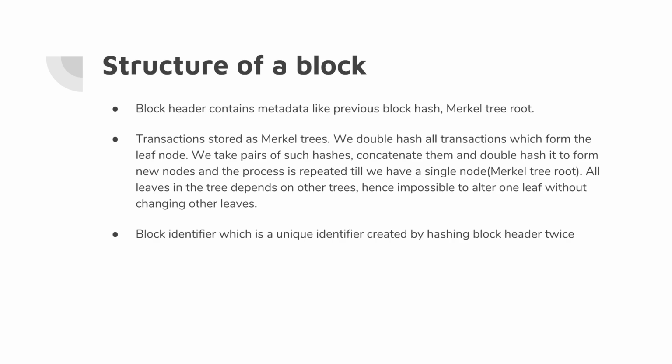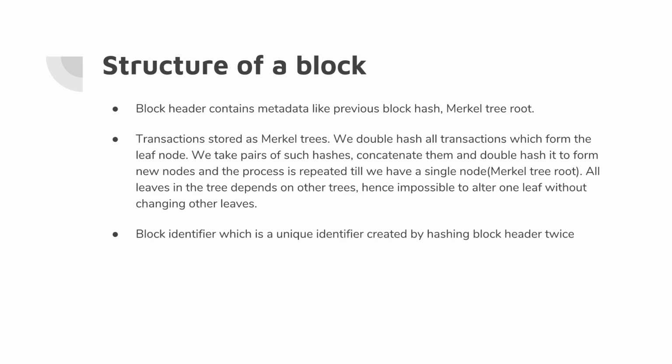Okay, next we are going to look at the structure of a block. The block header contains metadata like the previous block hash, and it also contains the Merkle tree root. The Merkle tree root means that the transactions are stored as Merkle trees. We double hash all the transactions. These base unit transactions form the leaf nodes, and we take pairs of such hashes, concatenate them and double hash them to form another new node. We continue this process until we get a single node, which will be the Merkle tree root.